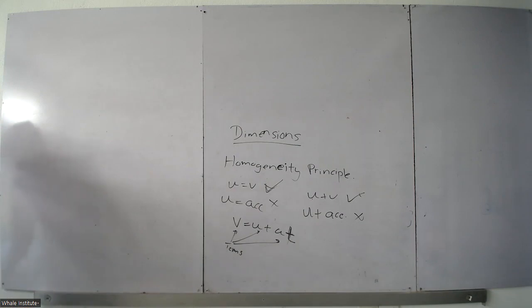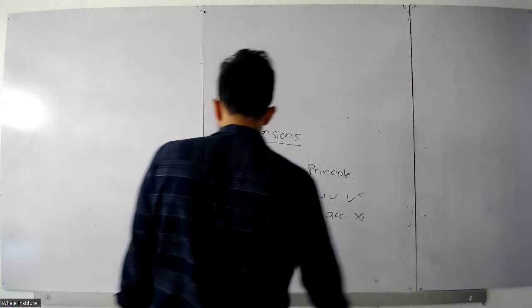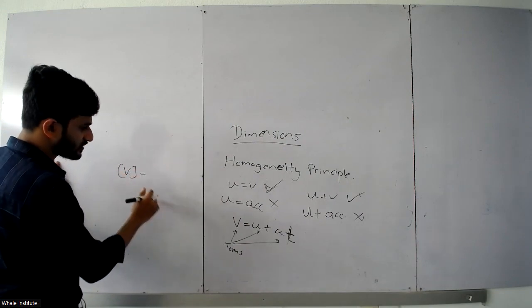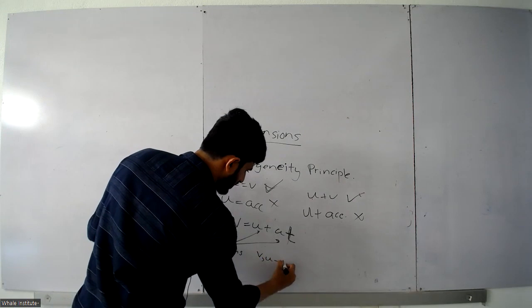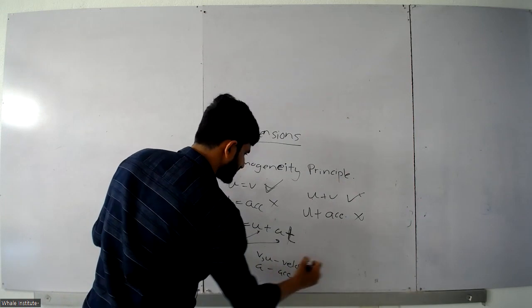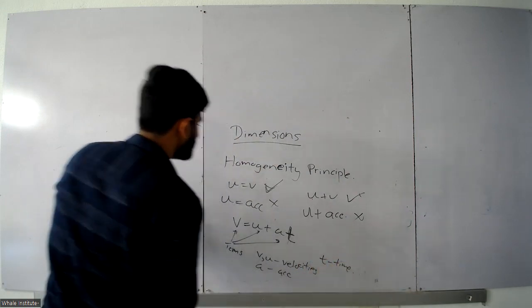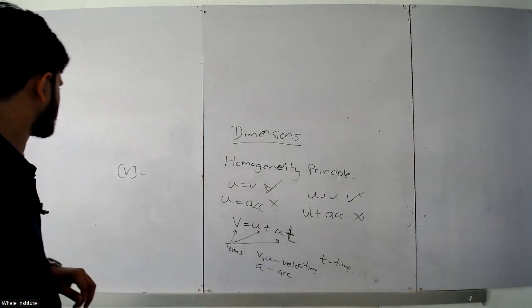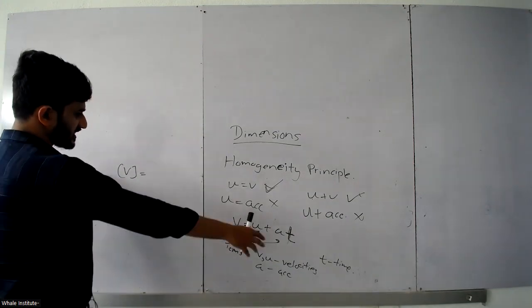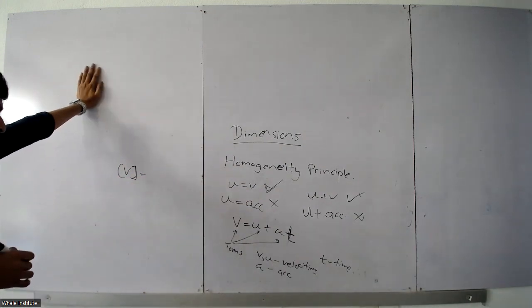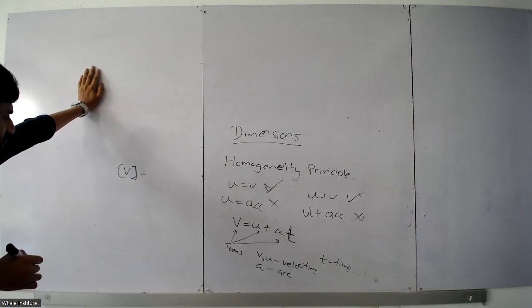Then the terms should have the same units or dimensions. Let's write like this. v is the velocity, u is the velocity, a is the acceleration, t is the time. You already know the equation, v equals u plus at, and you can name the symbols if you want.